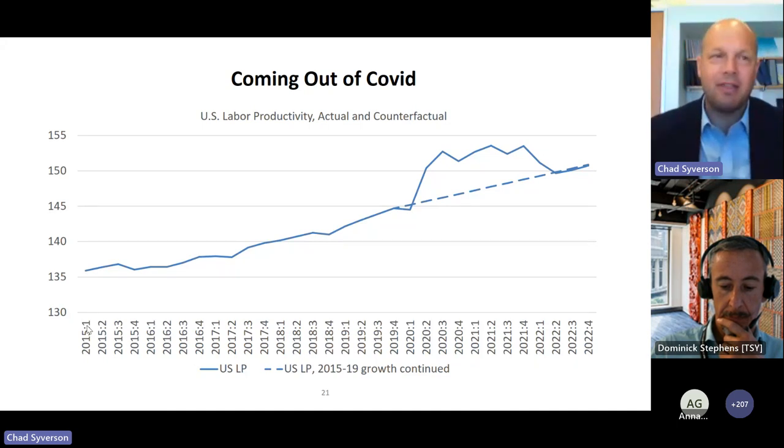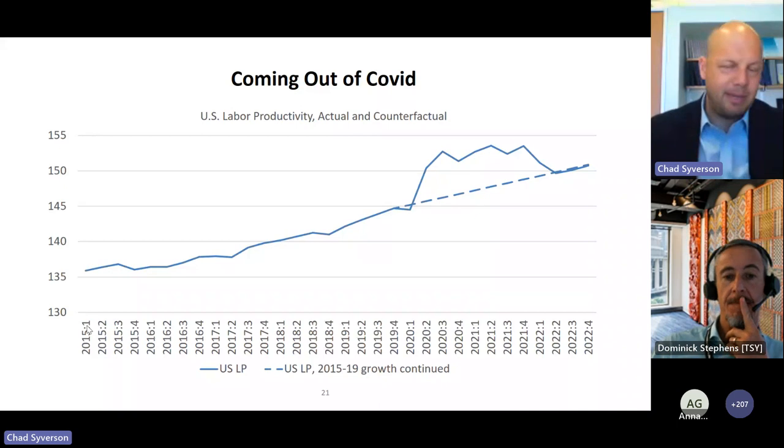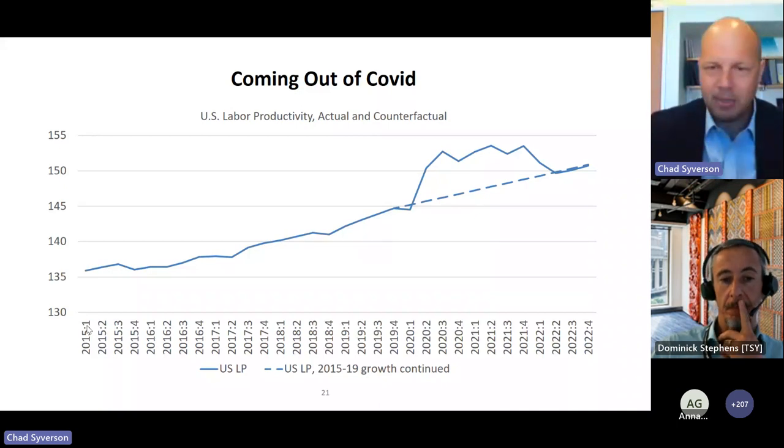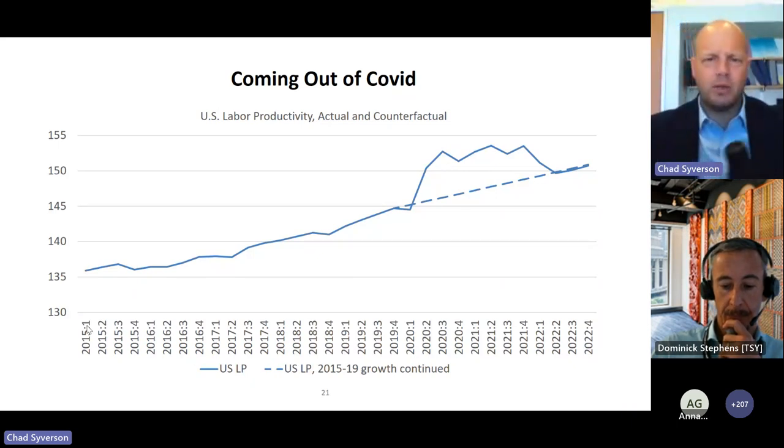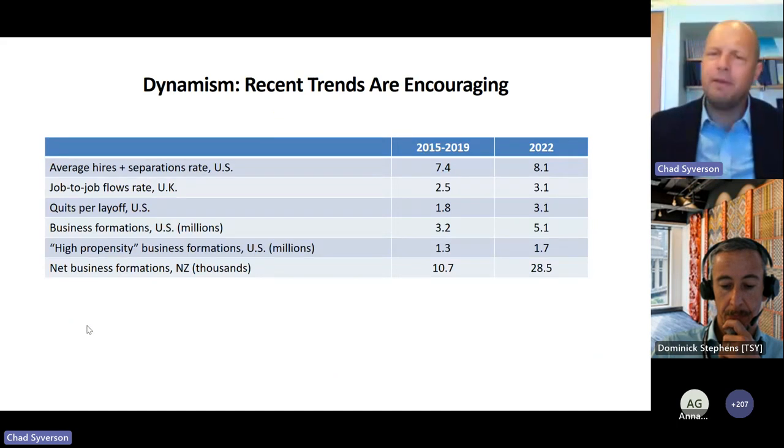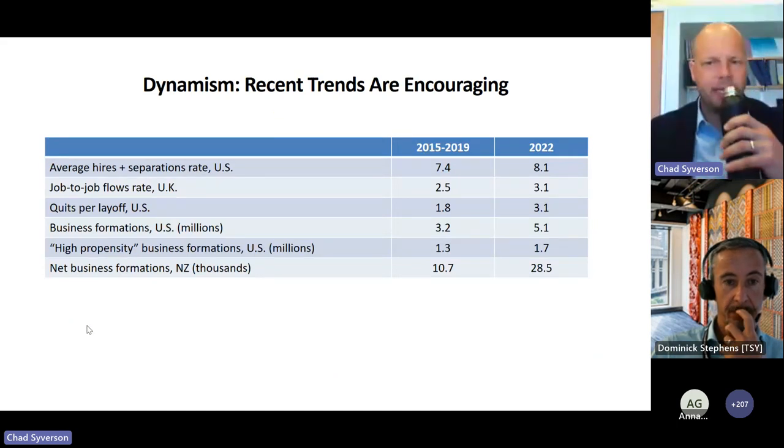So we've basically gone through a lot of volatility, but have ended up back where we might have expected to be had the pandemic never happened at all. So just in terms of the aggregate numbers, there's no obvious change in what's going on. However, if you dig into the details, you see something interesting, and here are some of those stats.